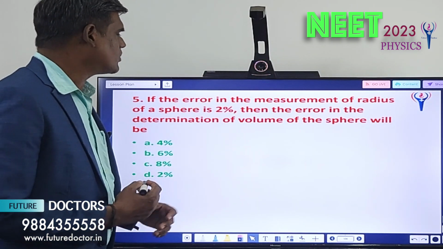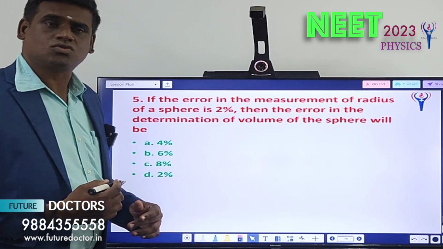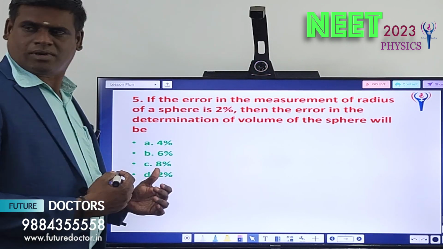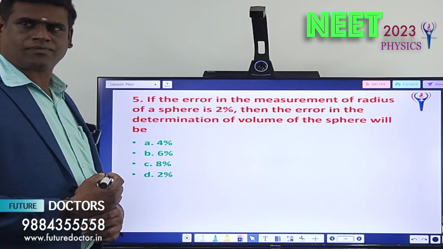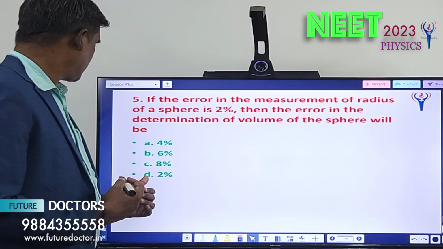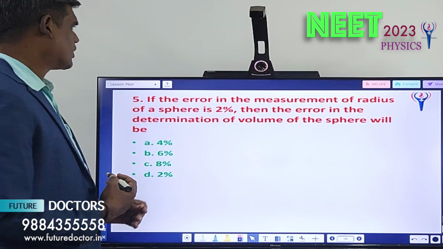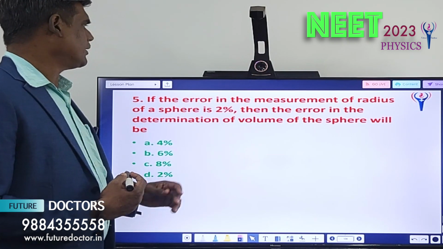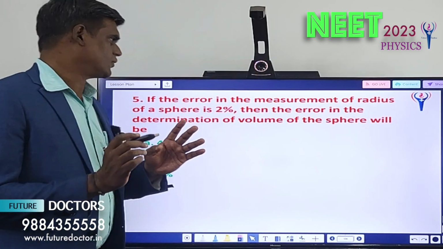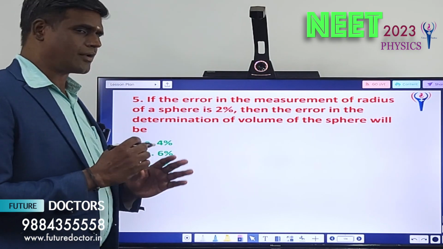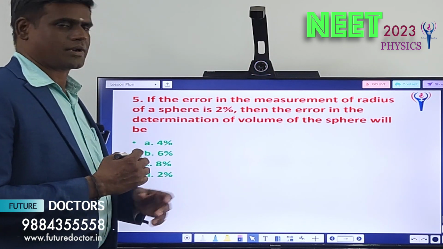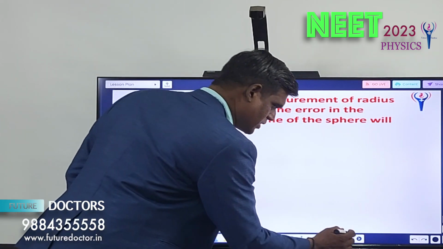If the error in the measurement of the radius of a sphere is 2%, then the error in the determination of the volume of the sphere will be dash. A, 4%. B, 6%. C, 8%. D, 2%. So here, what do you want to find? You want to find the error in the determination of the volume of the sphere. So you should know the formula for the volume of the sphere in terms of radius, and you should know how to convert that into terms of percentage error. Okay. Let's move to question number 6.